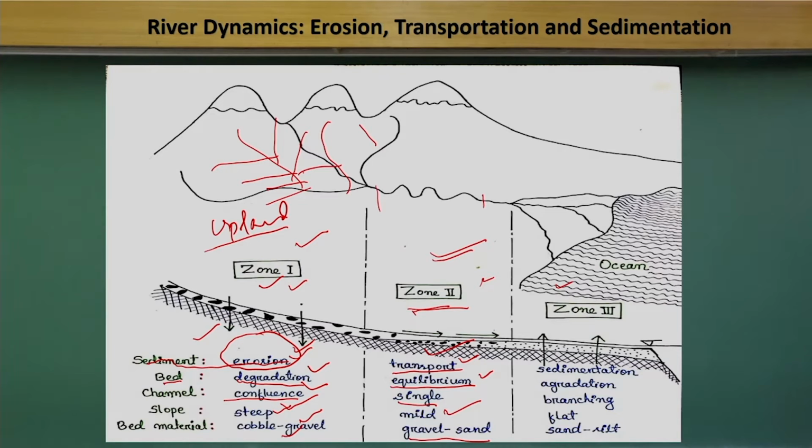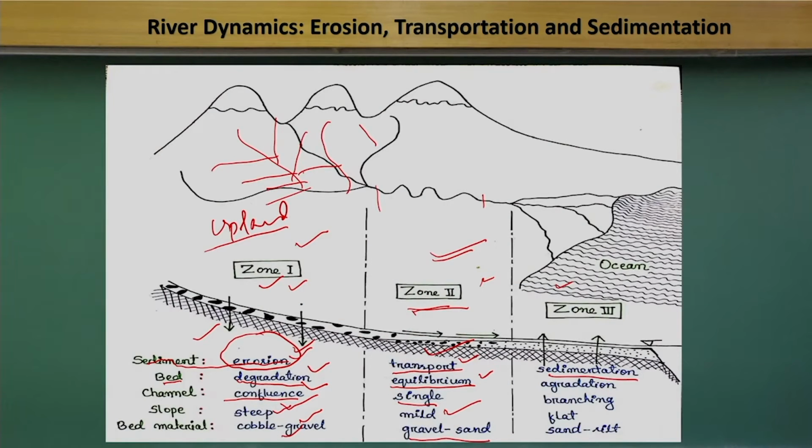From the upland to the middle reach, then we have the lower reach of the river, where whatever sediment is carried by the river, it does not have the transport capacity to carry beyond that part. That is the reason it starts depositing the sediment. So a sedimentation process happens. Because of the sedimentation process, the channels become aggradational, meaning the channel bed will be in a rising stage.